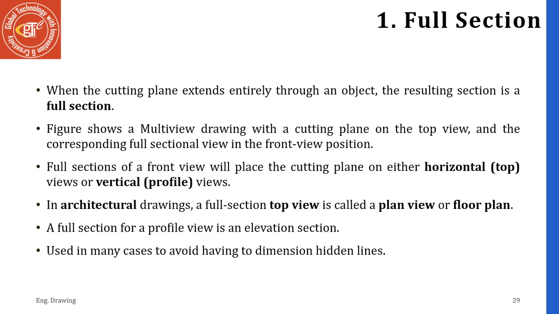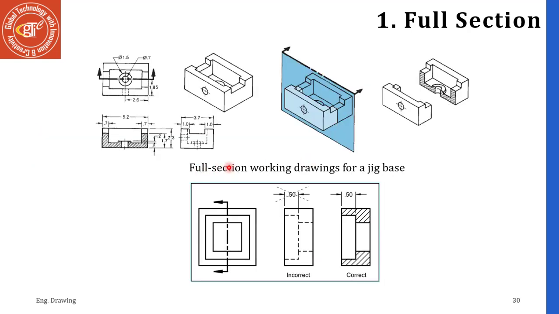In architecture drawing, a full section top view is called a plane view or a floor plan. A full section for a profile view is an elevation section that is used in many cases to avoid having dimension hidden lines. Here you can see the full section working drawing for a JIT base. The section view is drawn on the top view side. As the arrow direction is upward, this portion of the object is removed and this one is kept on the drawing. Here you can see the sectional view of the JIT base.